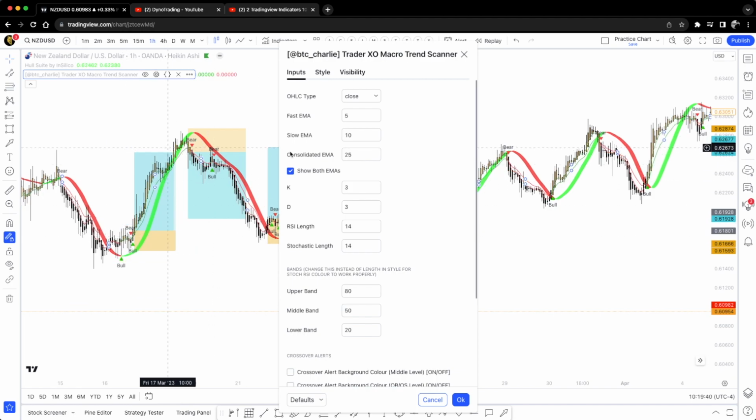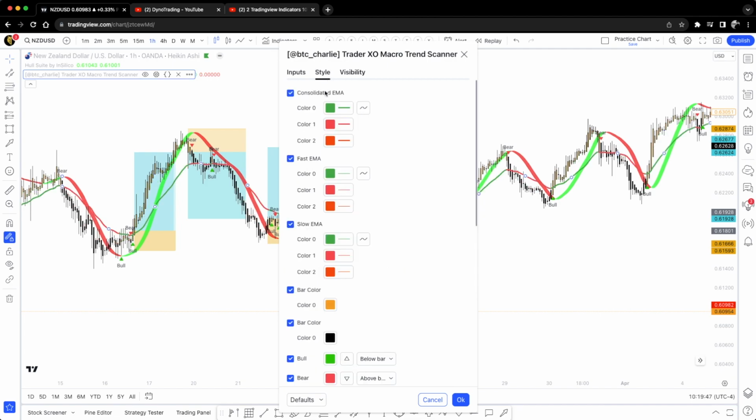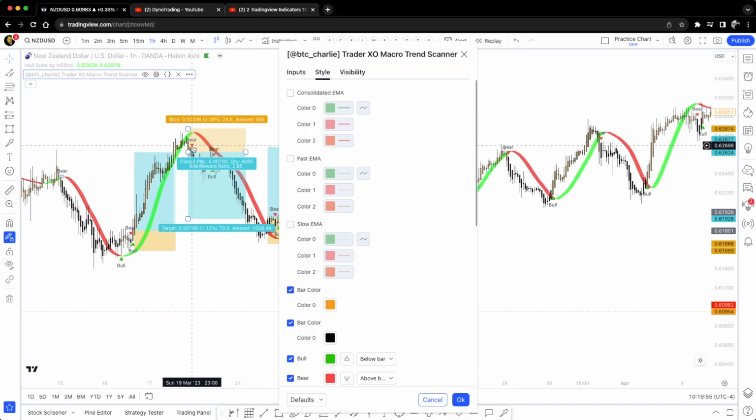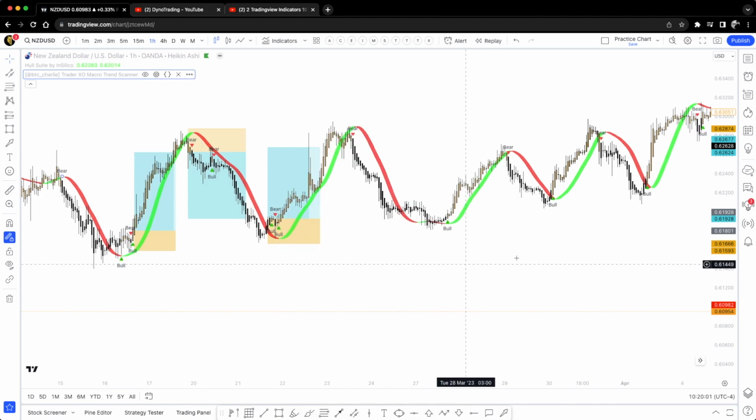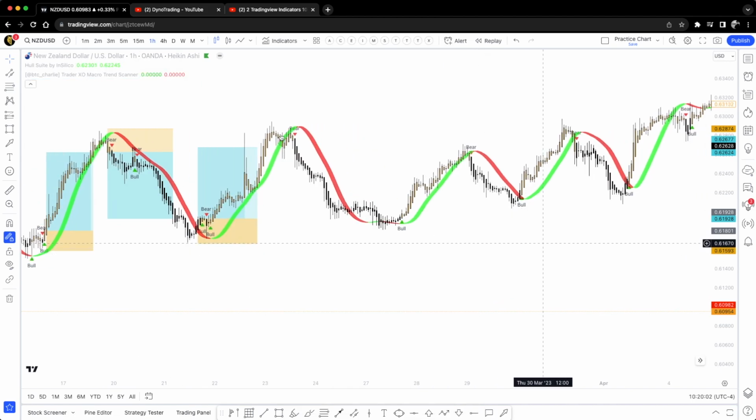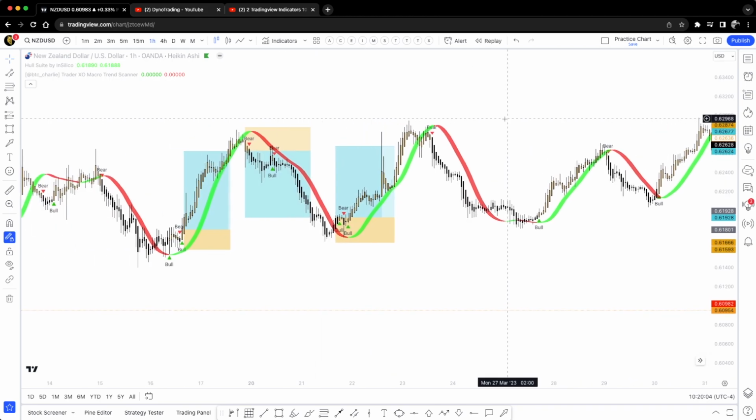Those lines, you don't need them because he doesn't have those lines on the chart, so you can hide them. I'm going to go on style and hide this one, and this one. And that is basically it. I only need the bearish, which is the sell signal, and the bullish, which is the buy signal. That's all I need.